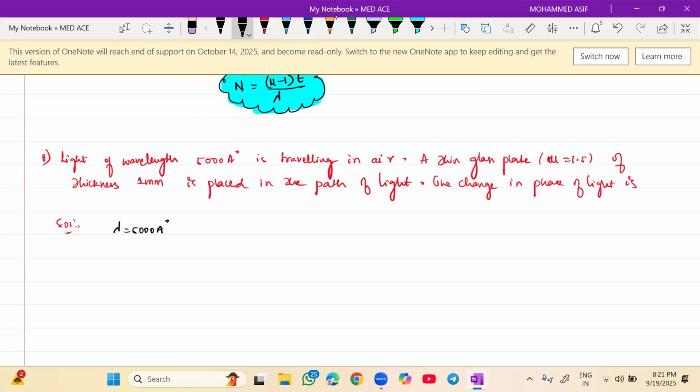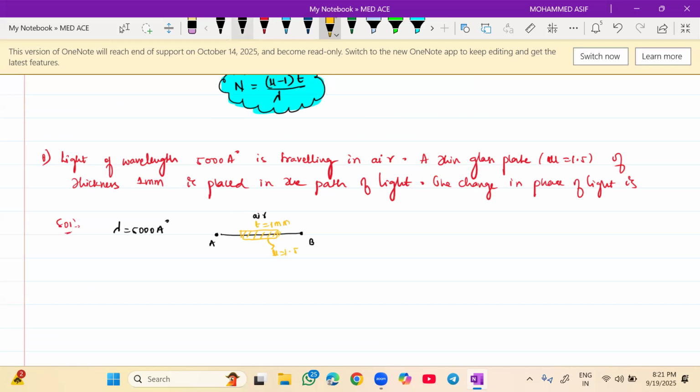The light is traveling in air. Say here is point A, and this is point B. It is traveling in air. What does the problem tell us? A thin glass plate is kept in between them. This is your thin glass plate whose refractive index mu is 1.5 and thickness t is 1 mm, placed in the path of the light.